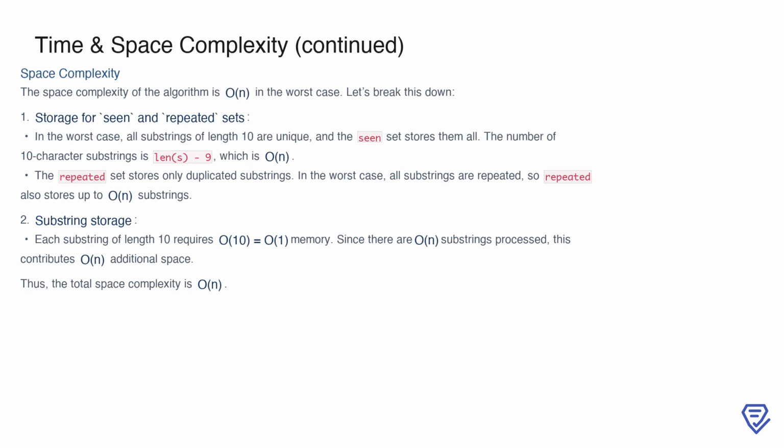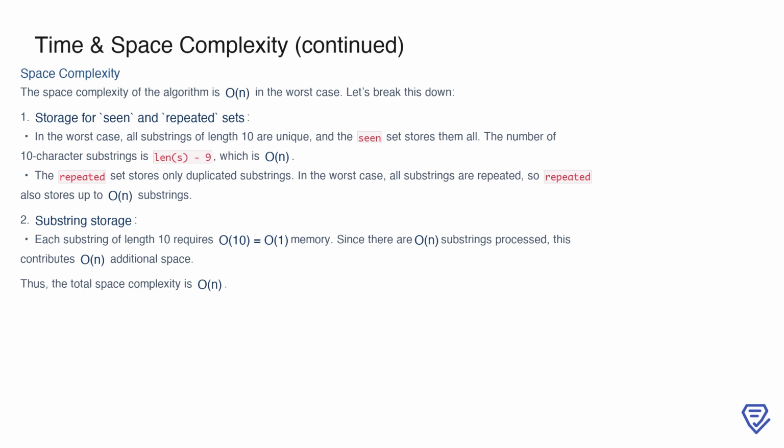Now, let's consider the space complexity of the algorithm, which is O(n) in the worst case. This arises primarily from the storage requirements for the seen and repeated sets. In the worst case, all substrings of length 10 are unique, meaning the seen set stores all len(s) - 9 substrings, contributing O(n) storage. Similarly, the repeated set stores only duplicated substrings. If all substrings are repeated, this set could also grow to O(n).